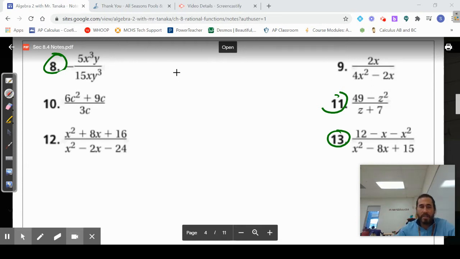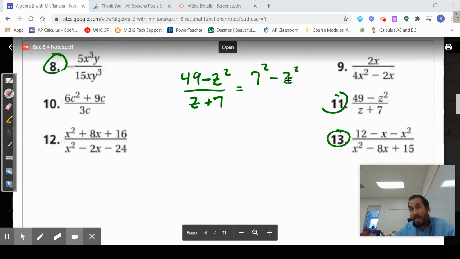Now, how does 11 look different? Well, 49 minus z squared over z plus 7. Not because it has a z. If I look at the bottom, I can't factor that. If I look at the top, you kind of have to remember that that is a difference of two things that are being squared, right? 49 is 7 squared. Z squared is z squared. Hopefully we remember, this is a difference of two squares.